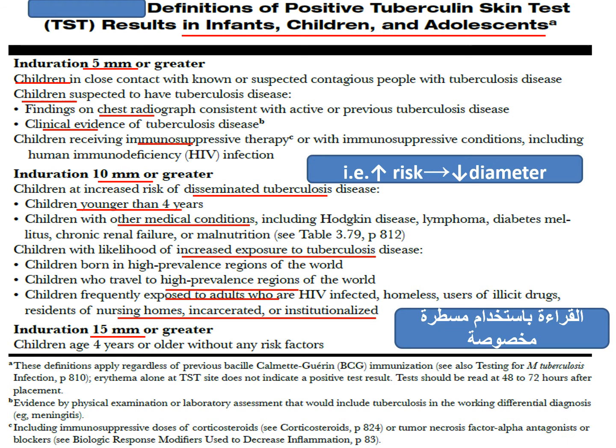They are resident in institutions. In duration, 5 mm or greater: children in close contact with known or suspected contagious people with TB, children suspected to have tuberculosis disease, and those with findings on chest radiograph and clinical evidence of tuberculosis. So the most important thing: when the risk for TB is increased, we decrease the diameter of the reaction, and a special ruler is used to read the test.